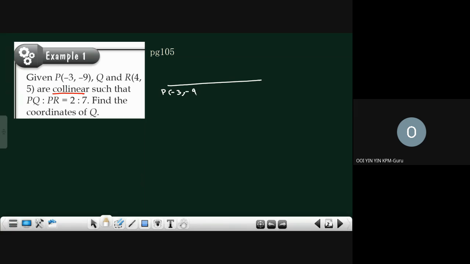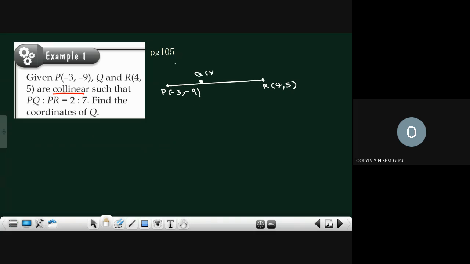Wait, -9. And then there's another one given, your R, coordinate 4, 5. Okay, and then Q is not given, right? But they give you the ratio here, PQ to PR is 2 to 7. What does this mean? That means PQ is only 2, smaller than the PR, which is 7, so PR is longer than PQ. So your Q must be somewhere here. Okay, this will be your Q.